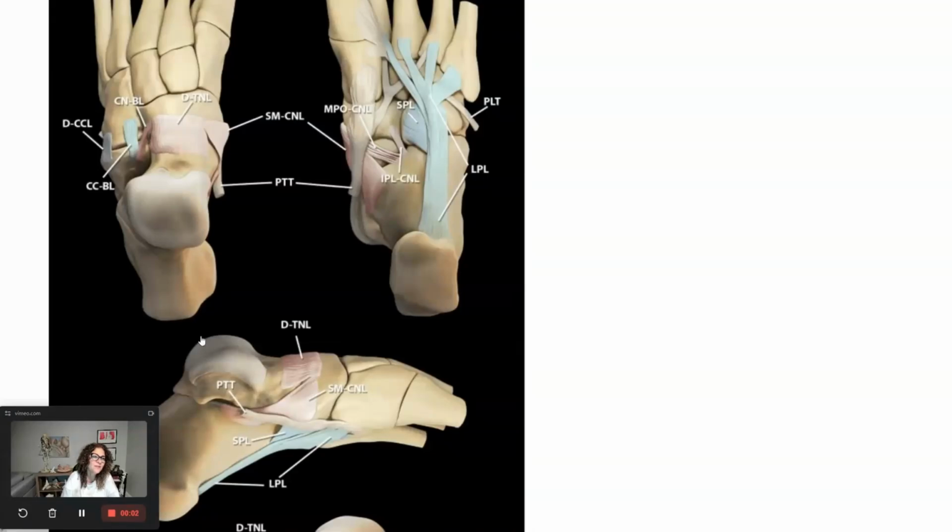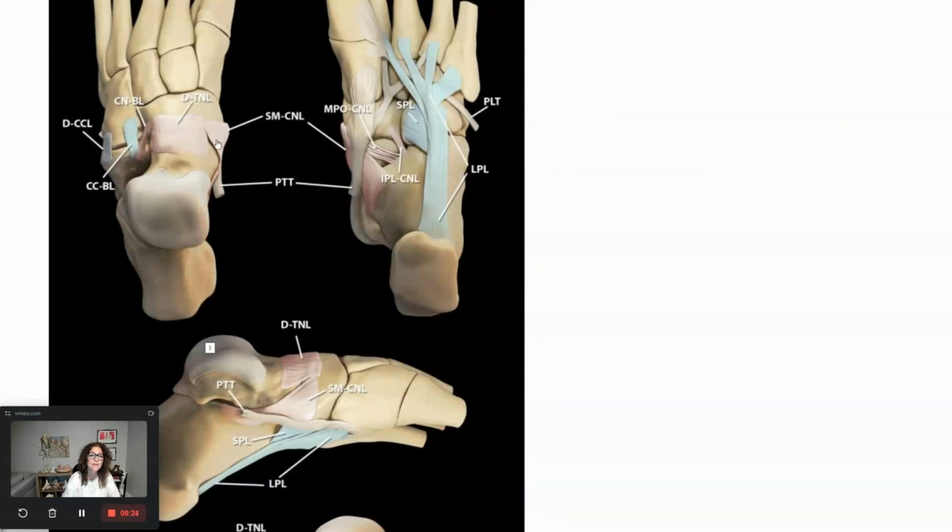When we're looking to understand the anatomy of the mid-tarsal joint, we need to understand a series of important ligaments that can be confusing. So let's break it down first with some of these models. Looking at the foot from above, the mid-tarsal joint is essentially the joint that separates the talus and the calcaneus from the navicular and the cuboid.